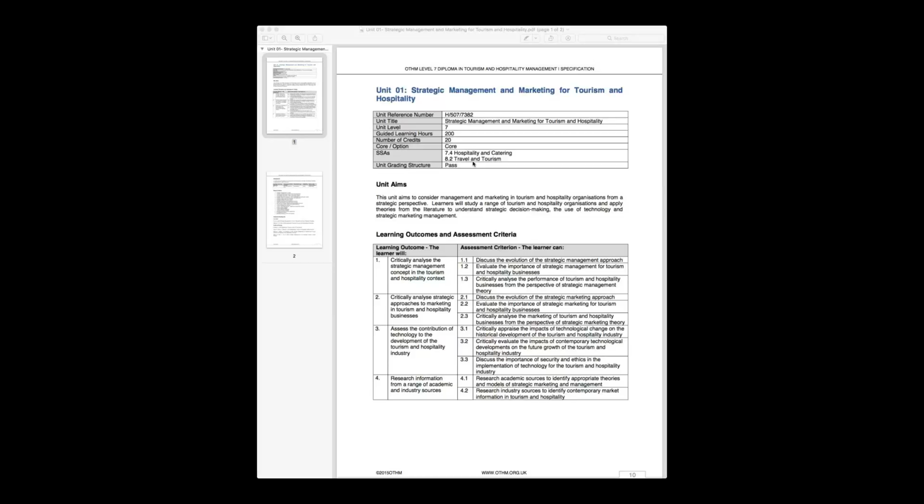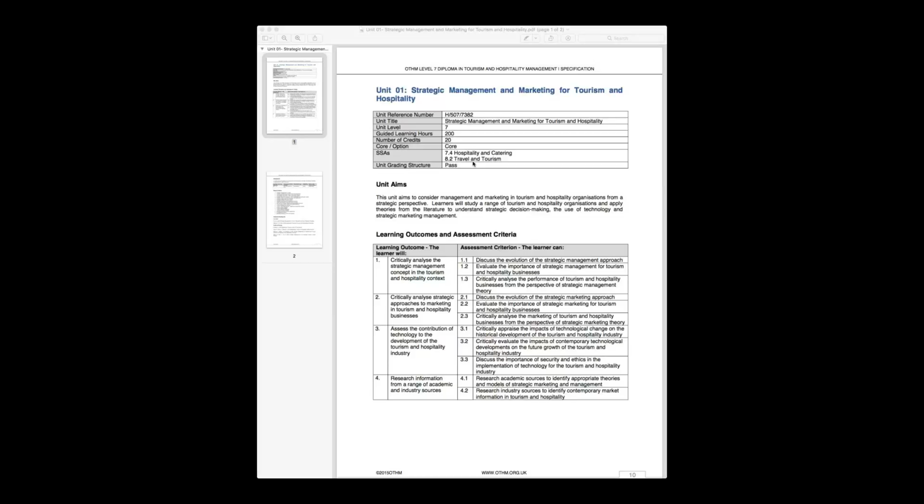Now, the first thing is the whole idea of doing this unit. Because it's a master's level qualification, they want to give you the key aspects and theoretical frameworks about management. And in management, what we want to look at is specifically strategic management. That's the main part of the content of this unit.